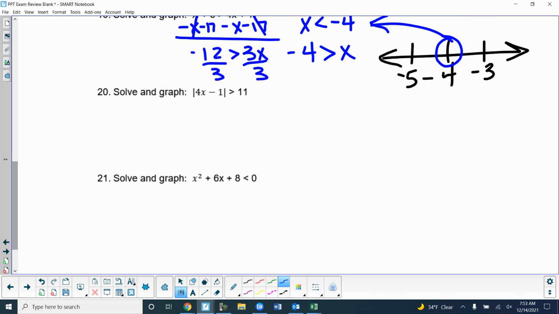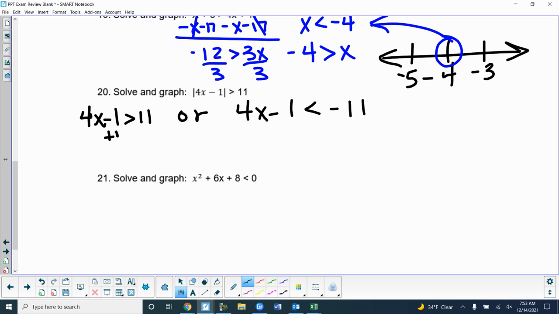All right, so the 2 problems: 4x minus 1 greater than 11, or 4x minus 1, and you have to change the inequality symbol to less than negative 11. So you got to change the 11 and the inequality symbol. The one we did earlier was equals. All we did was change it to the negative, right? So we do everything the same now. Add 1 and divide by 4.